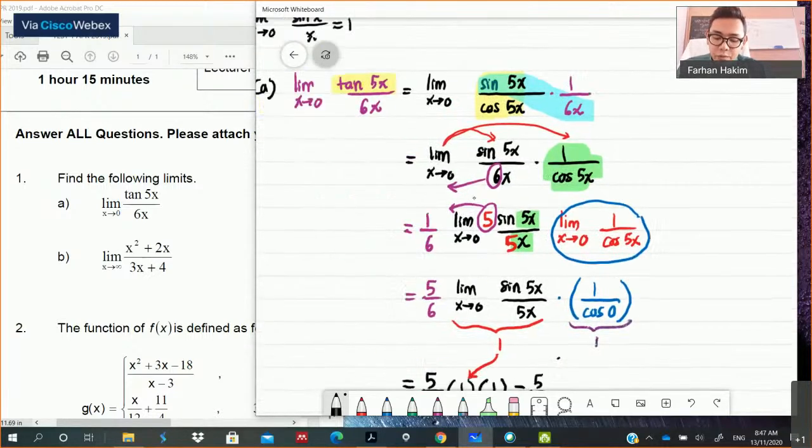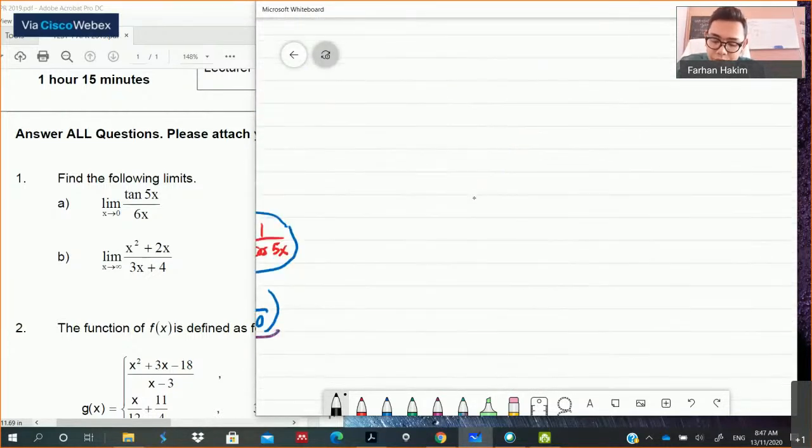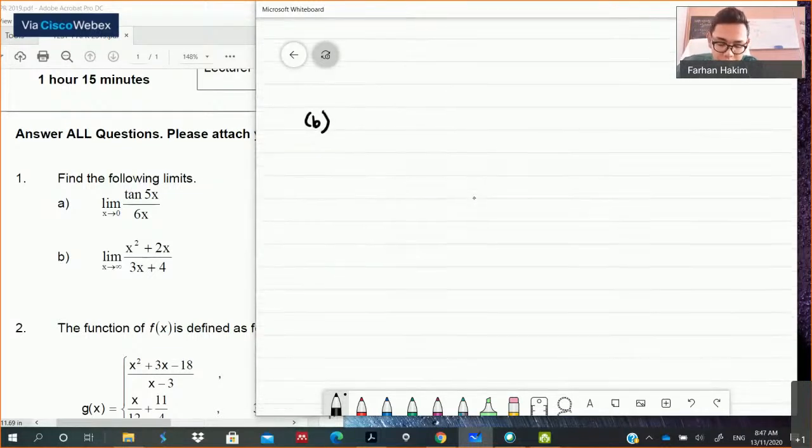All right, so this is for question A. Let's move to question B. For question B, we want to calculate the limit as x approaching infinity of x squared plus 2x over 3x plus 4.